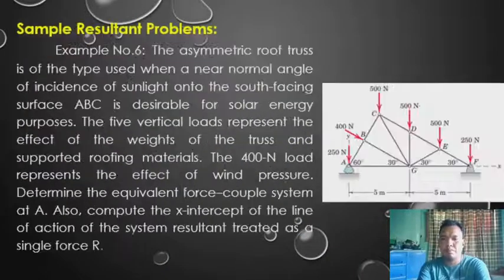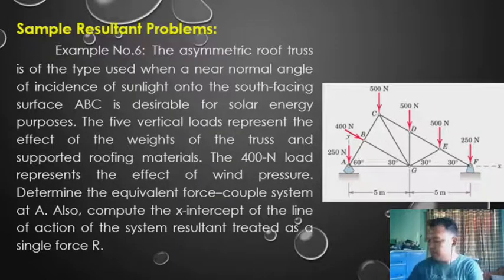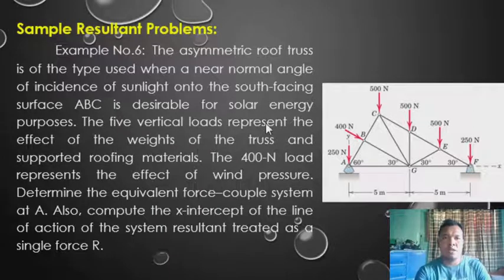Next problem. We have here problem number 6. The symmetric roof truss is of the type used when a near normal angle of incidence of sunlight onto the south face surface ABC is desired for solar energy purposes. The 5 vertical loads represent the effect of the weight of the truss and supported roofing materials. The 400 newton load represents the effect of the wind pressure.